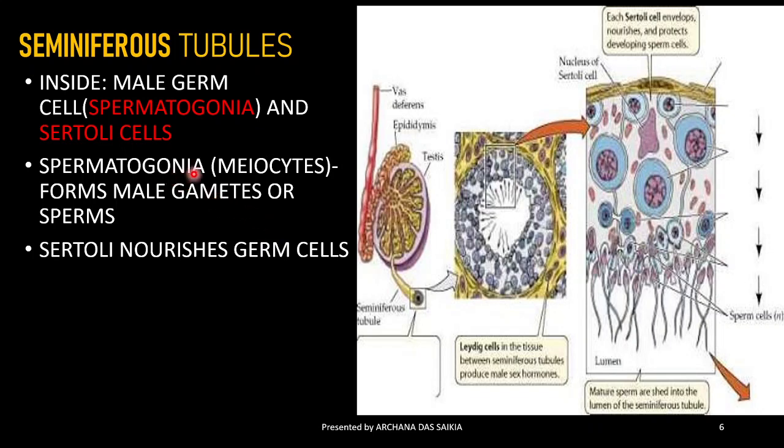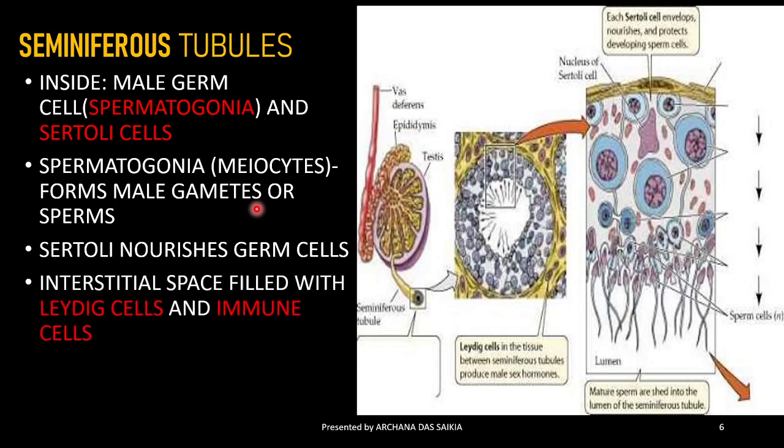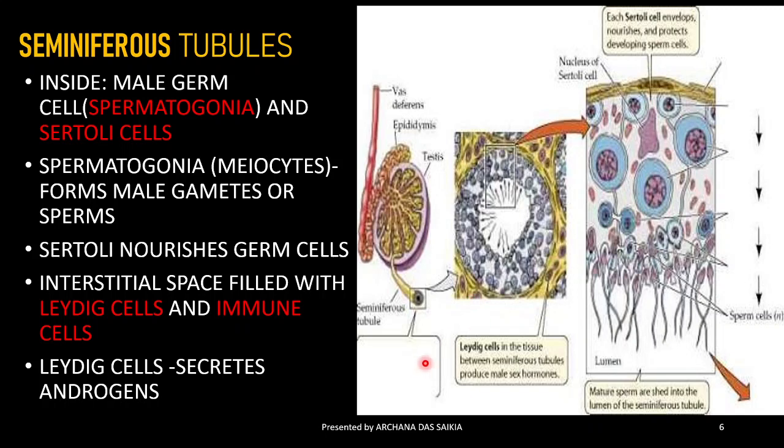Okay, they will provide nourishment to the spermatogonia, which will be forming the male gametes. So the main function is nourishment. Then these intercellular spaces, as I told you, interstitial spaces, are filled with Leydig cells and some immune cells to provide protection to the system. The Leydig cell function is to secrete androgen, the male hormone, which will direct the development of spermatogonia to form the male gametes. Okay, it will be directed by the release of androgens by the Leydig cells.